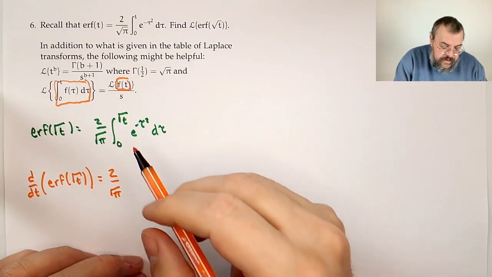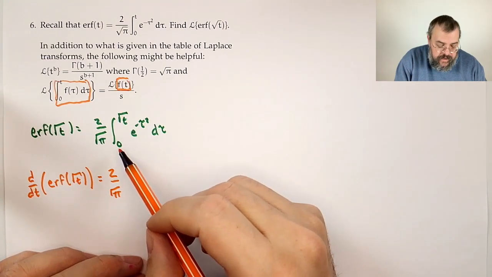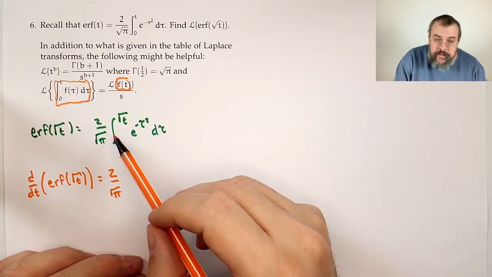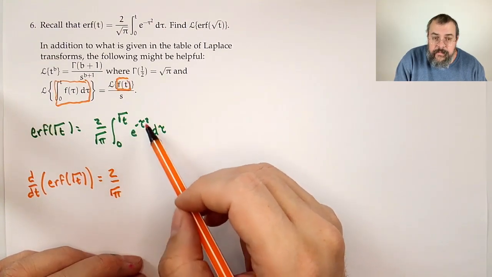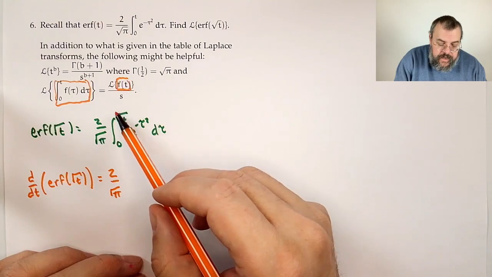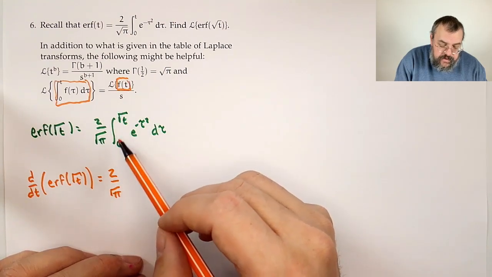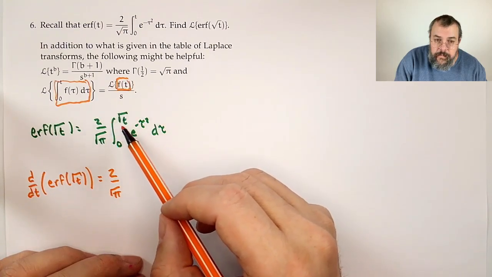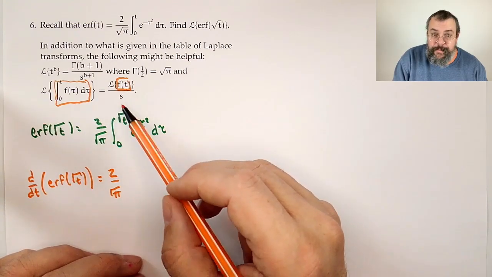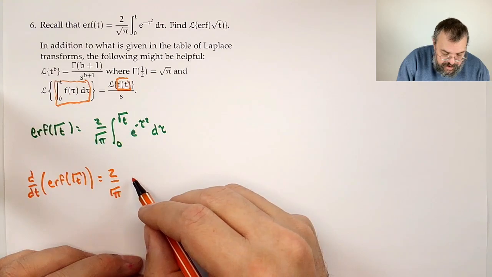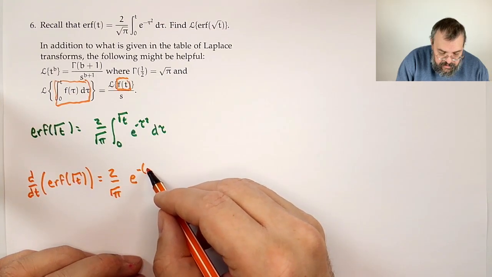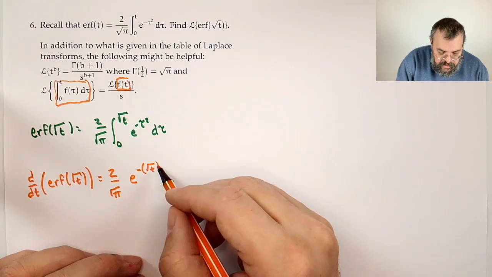And now the fundamental theorem of calculus says, hey, if I want to take a derivative of the integral, it's the inside function, but I plug in my bounds, right? So the 0 just goes away. It's plug in the bounds, which are the varying bounds. So this would be e to the minus square root of t squared.